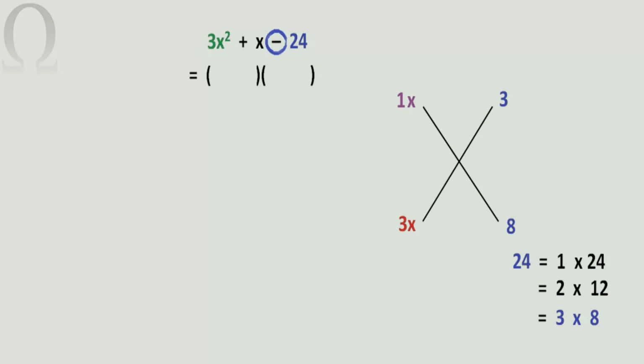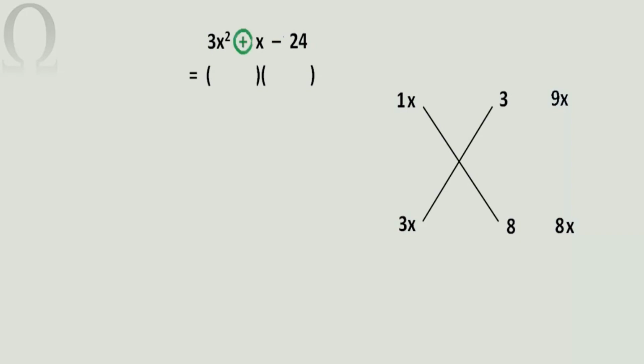Placing these factors on the right and cross multiplying, we get 9x and 8x. The difference between 9x and 8x is 1x. And, since the middle term is 1x, we have found the correct factors for the quadratic. Now that we have the correct combination of factors, we look at the sign of the middle term of the quadratic, which is a plus sign.